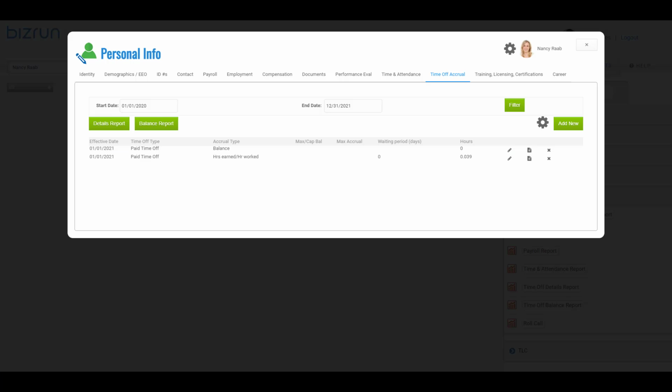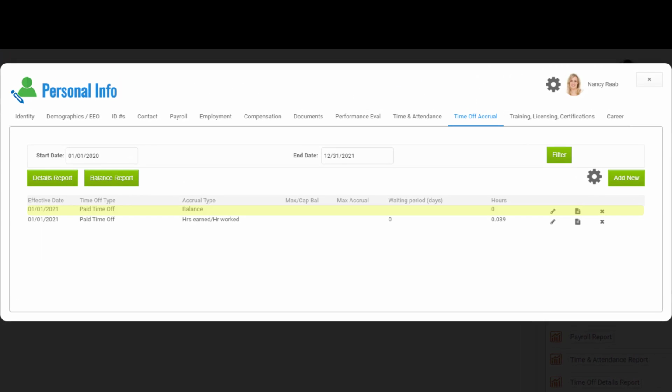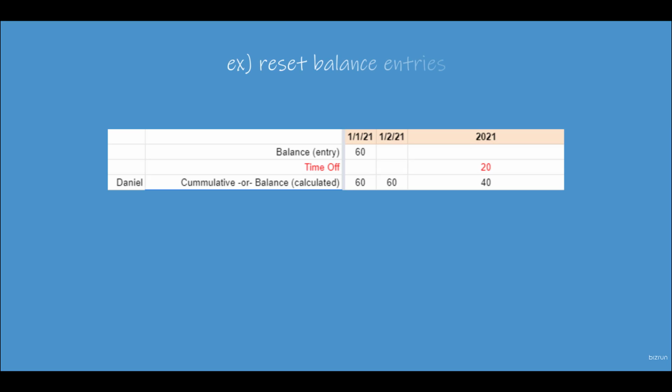During the implementation of the BizRun HR system for your organization, our support team typically enters the starting balance for a specific date for all your people before they are able to use the Leave and Time Off Management module. Let's go through a couple examples to help you get a better understanding of how balance accrual types work in BizRun, and what better way to visualize it than taking a look at a spreadsheet.